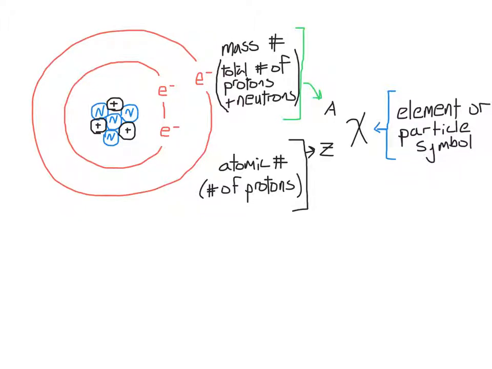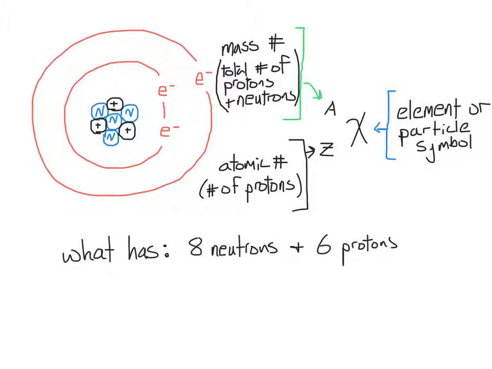Let's do an example. Here's a subatomic particle that has 8 neutrons and 6 protons. What is the AZX notation for it? Here is the AZX notation. There are 14 total protons and neutrons, so the mass number is 14. The atomic number is 6 because there are 6 protons, and anything with 6 protons must be a carbon atom. So it's the isotope carbon-14.